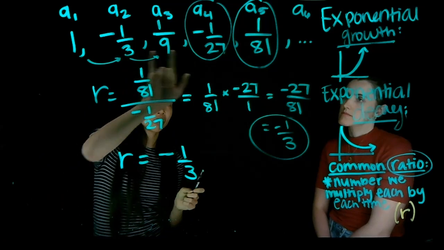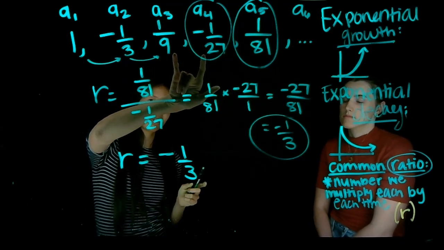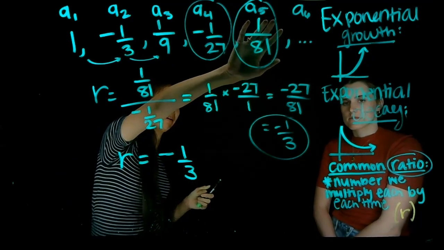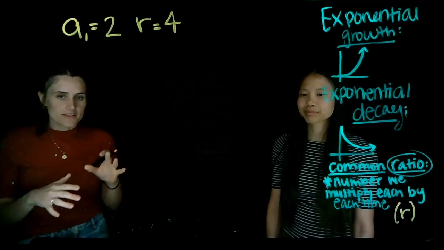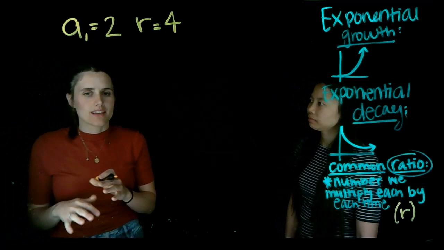You can take any two terms next to each other, what we call consecutive terms. We'll take the larger term and divide it by the smaller term, and that will also give us our common ratio.